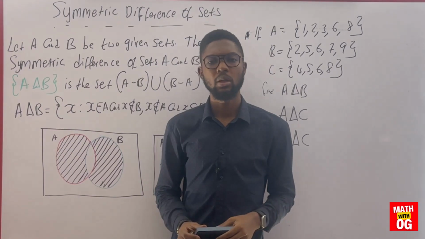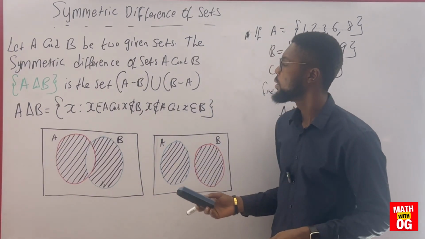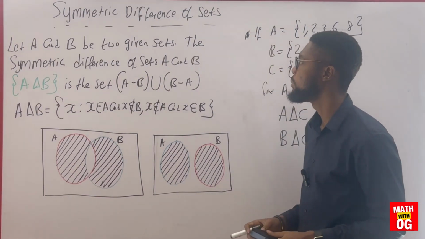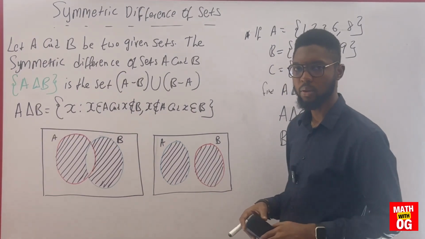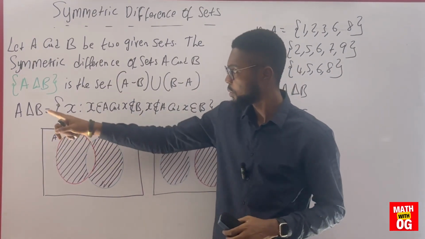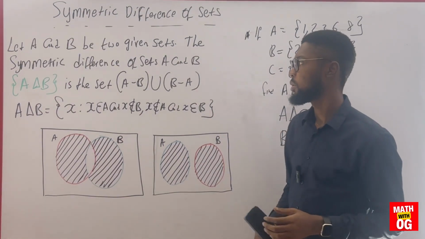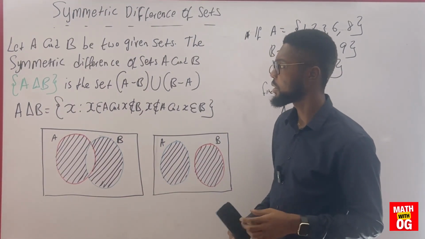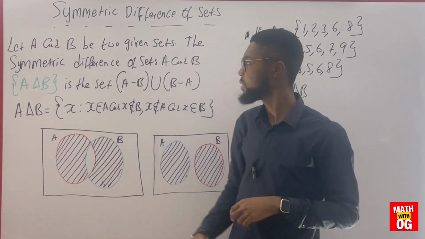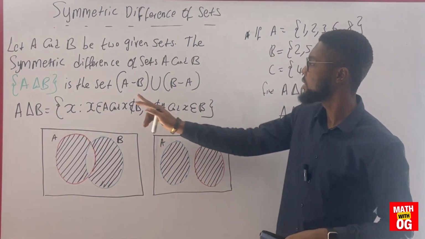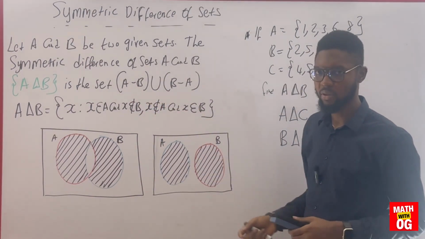In this video, we'll be looking at symmetric difference of sets. Let A and B be two given sets. The symmetric difference of sets A and B is noted with this symbol, looking like a triangle. I think that's the symbol delta. The symmetric difference of A and B is the set A minus B, A difference B, union B difference A.